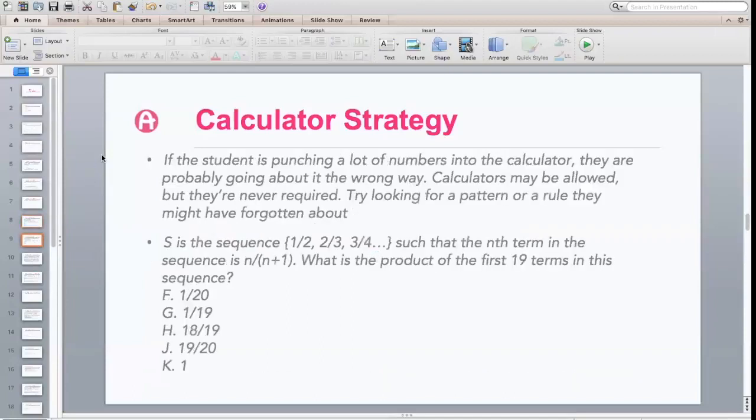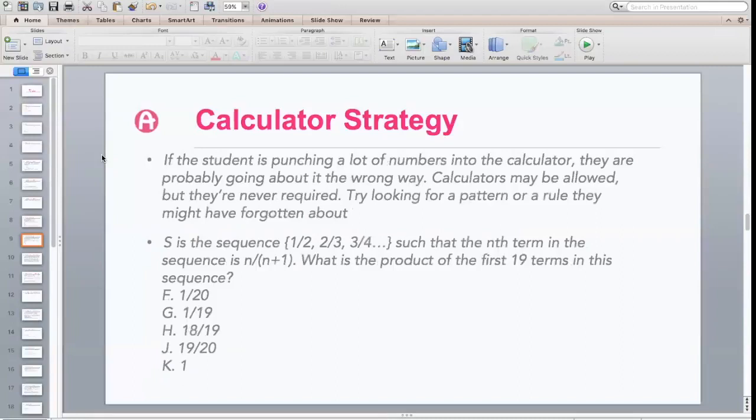Although the calculator is allowed, if a student's punching in a lot of numbers, they're probably going about it the wrong way. Though the calculator is allowed, it's rarely required or necessary. It makes life easier, but one should be able to do the math without calculators. If a student is typing away too much, there is probably a pattern or rule that they are missing.